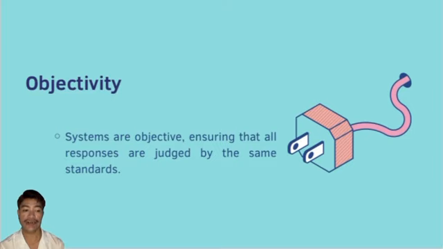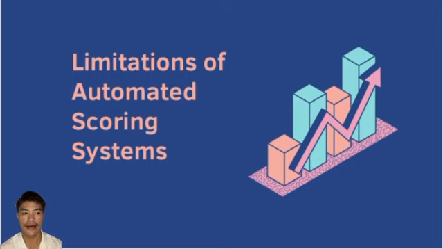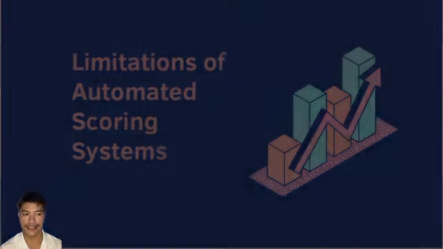Therefore, integrating automated scoring with human review or using it as a part of a comprehensive assessment strategy helps maintain balance between objectivity and contextual understanding in language assessment. Now, let's discuss the limitations of automated scoring systems.